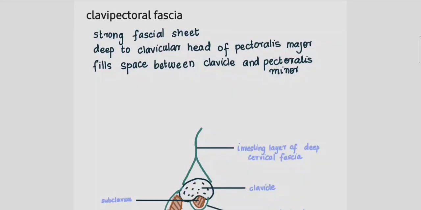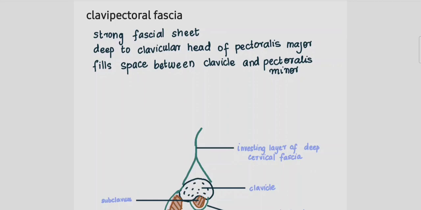Welcome back to Scrubton. Today we will be discussing a very important but often confusing anatomical structure, the clavipectoral fascia. This topic is high yield for MBBS exams, clinical anatomy, and even surgical relevance. So make sure to watch till the end.